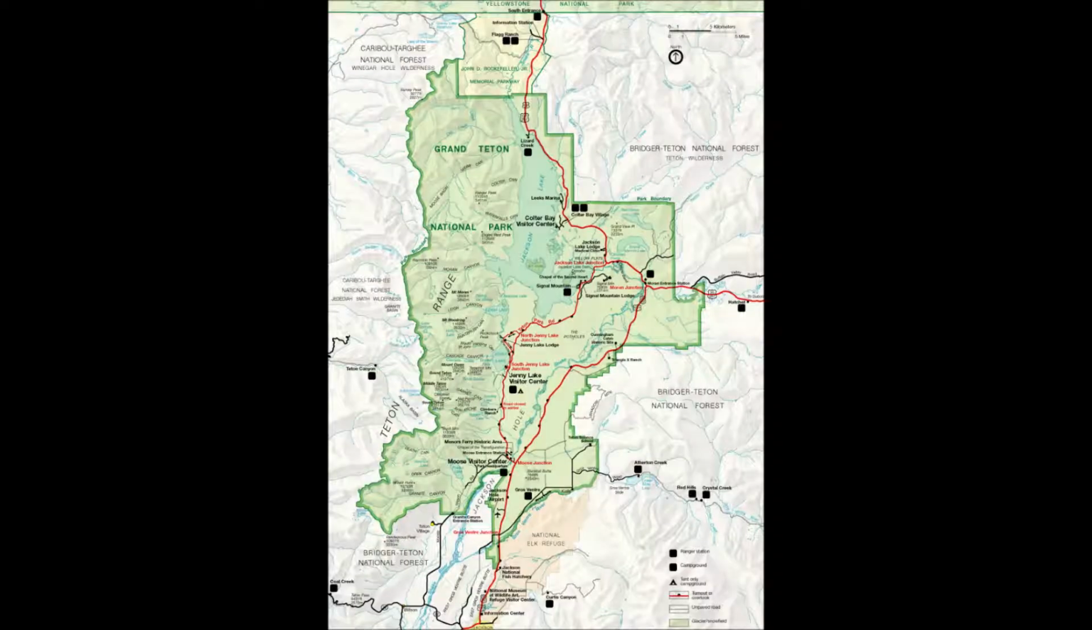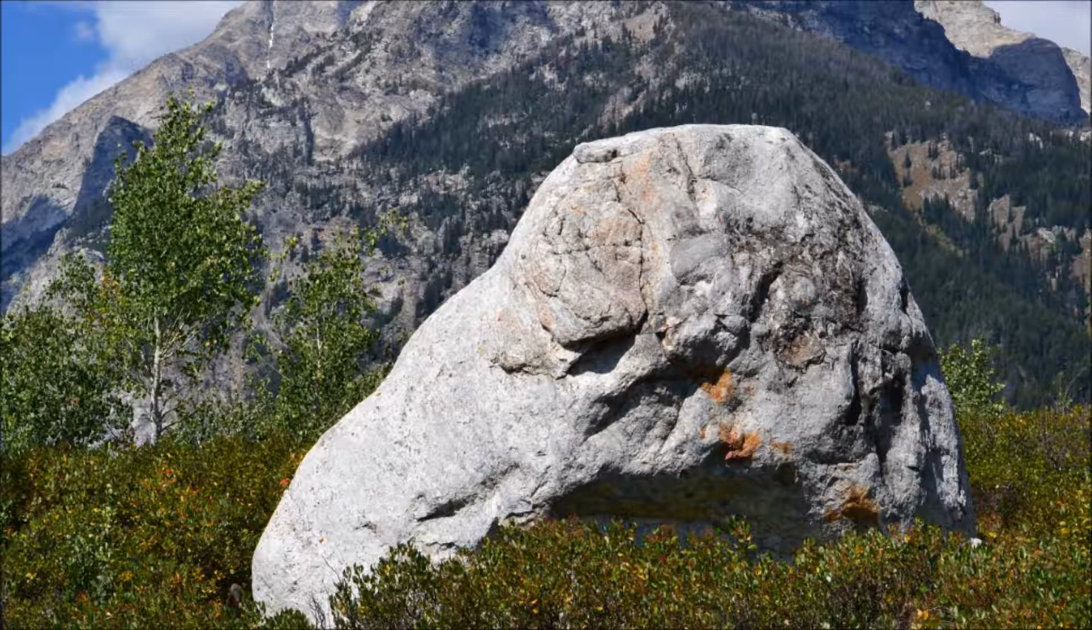Grand Teton National Park, located within northwestern Wyoming, is named after the mountain range that is the center of the park. The park covers an area of 310,000 acres, or 1,255 square kilometers, and is part of the Greater Yellowstone Ecosystem. The geological formations found in the park contain some of the oldest rock found in the U.S., and some have been found to date back 2.7 billion years.